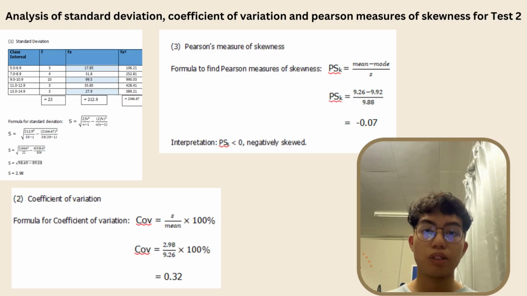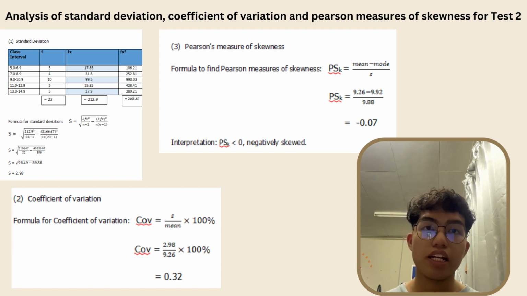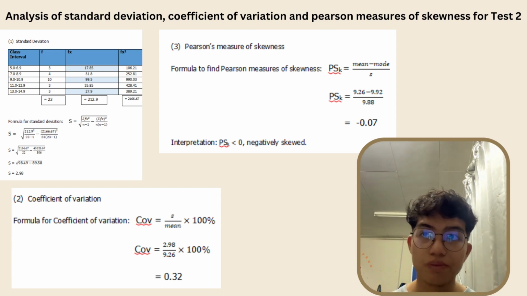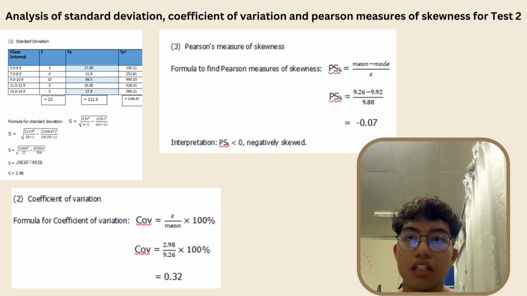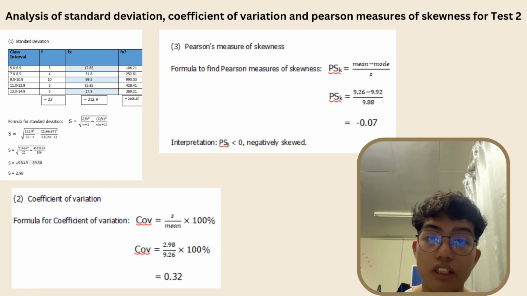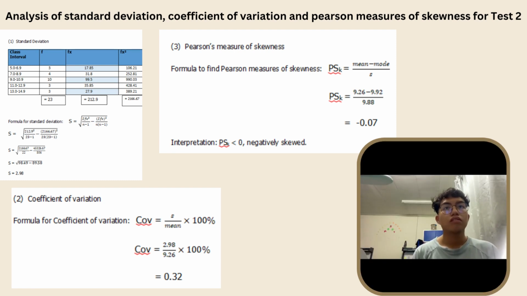Here, I want to tell about the analysis of standard deviation, coefficient of variation, and Pearson measures of skewness for test 2. Okay, so standard deviation, you can look at the formula of standard deviation, and the answer is 2.198.